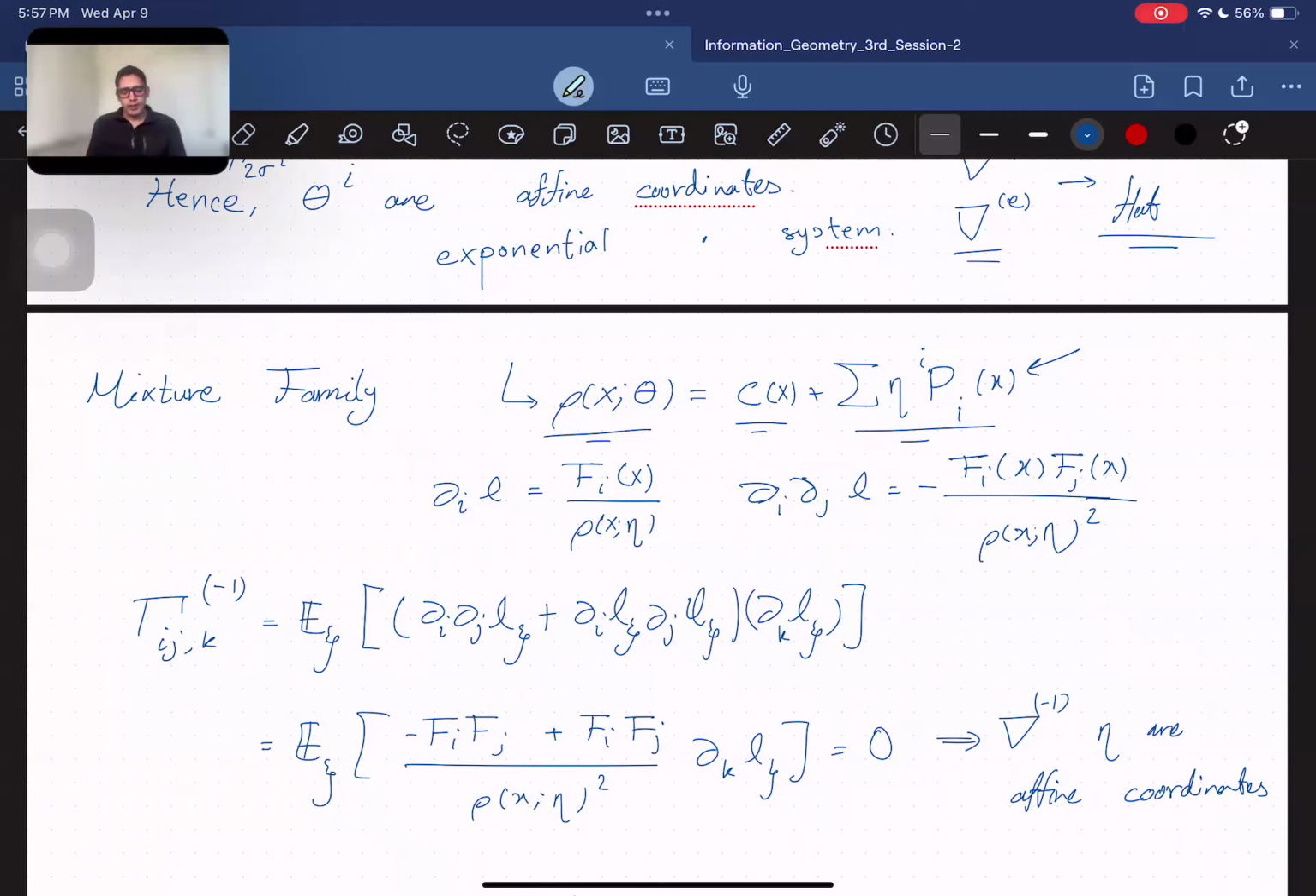Now, I want to show you that if I parameterize, so what are the parameters here? Not theta, they are eta i.